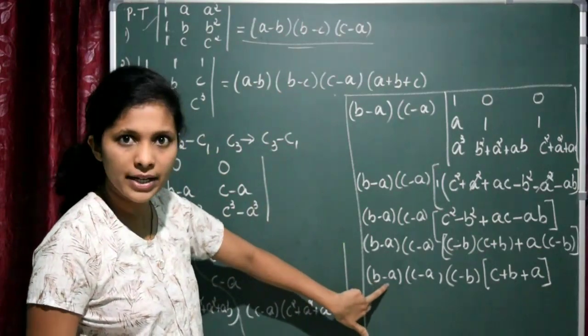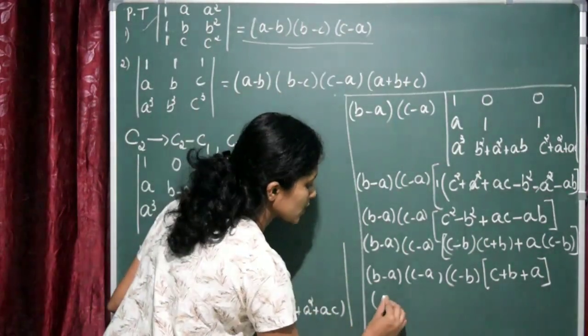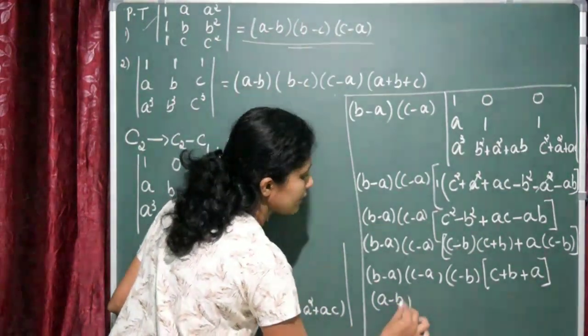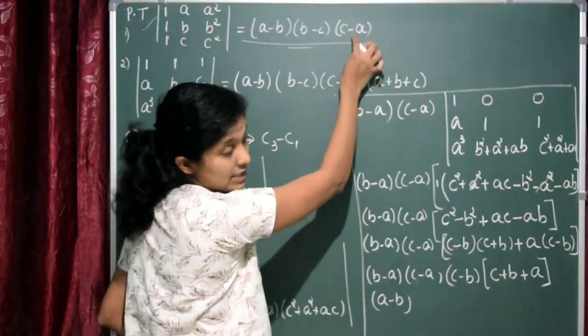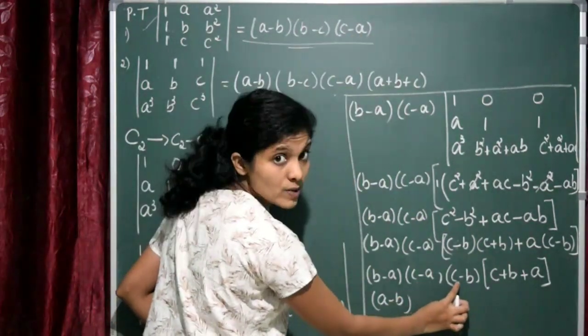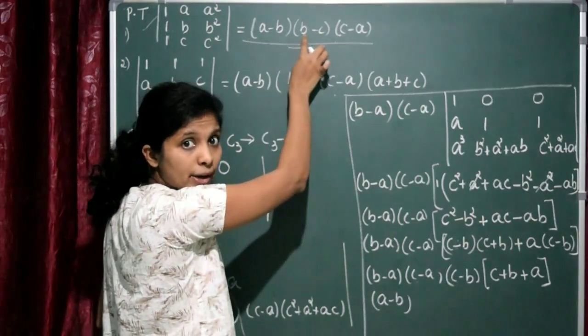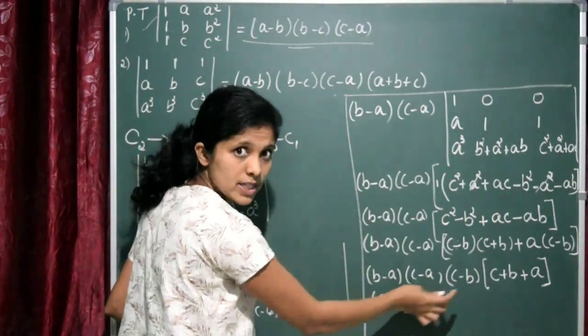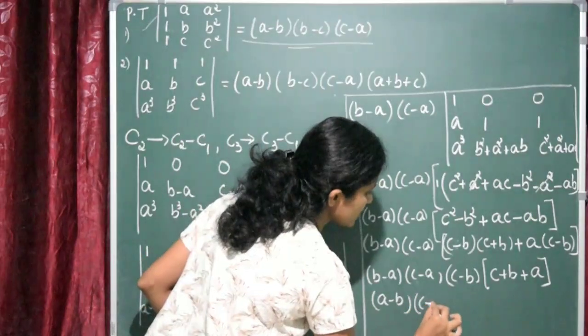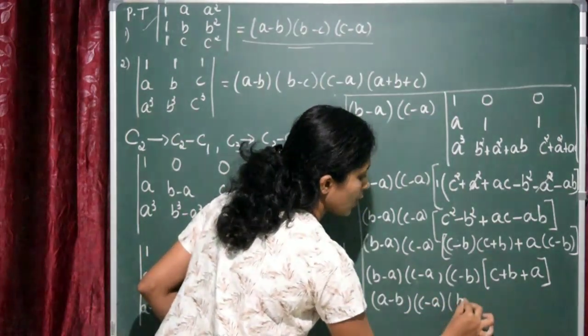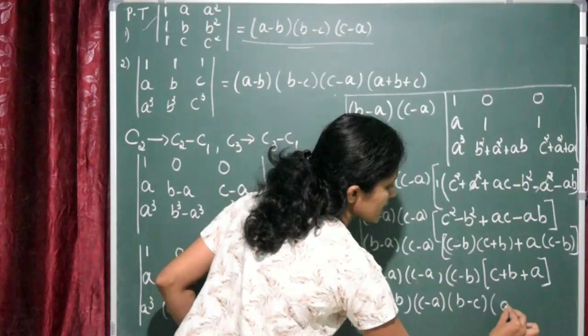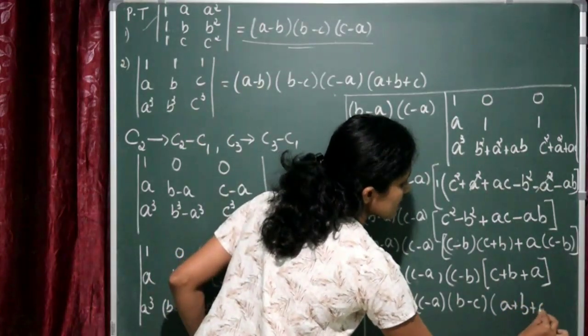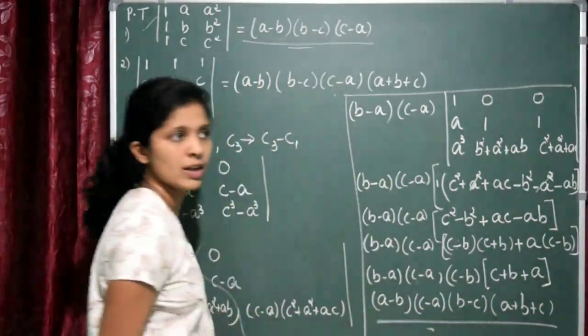Here we have b minus c, so you can take minus common, so this will be a minus b. And here we have c minus b, but we need b minus c common, so one minus is there and here one minus, so minus into minus will be plus. So this is c minus a, and this will be b minus c. And the last term is a plus b plus c. This is the proof of this determinant.